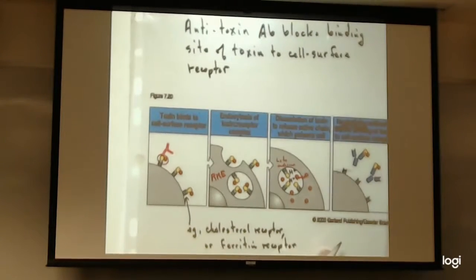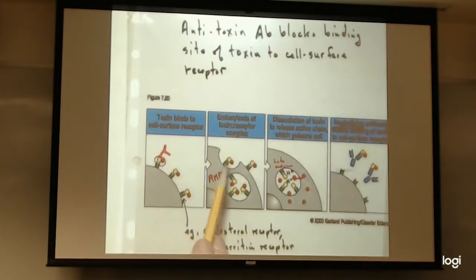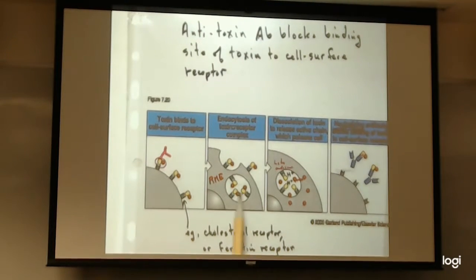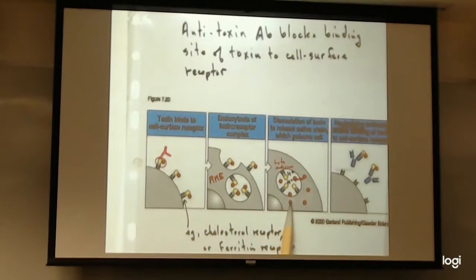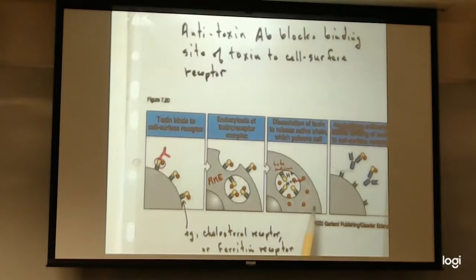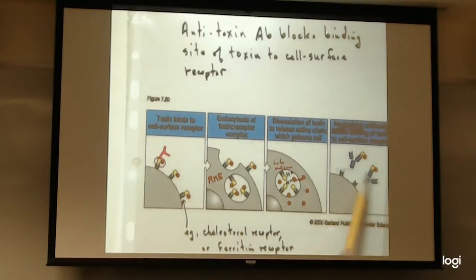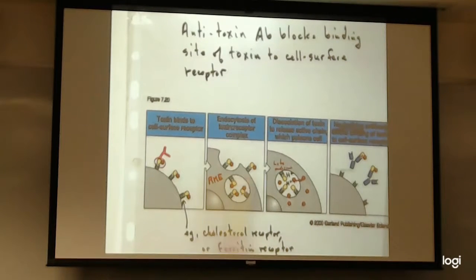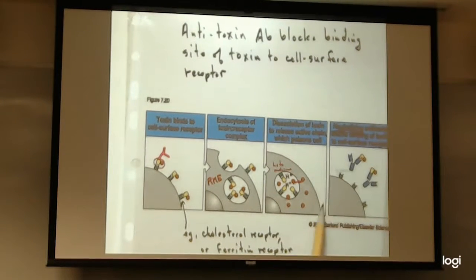Here's a picture of it. It just illustrates what I was saying. Here's the toxin, yellow and red. It has a yellow binding domain and then a red catalytic domain. So it binds to some kind of peptide that it has evolved to bind to. It's brought in, and then in various ways it will cleave or release the catalytic activity of the toxin inside the cell. And ideally, antibodies will block the yellow binding domain so that the toxin can't get into the cell to begin with.